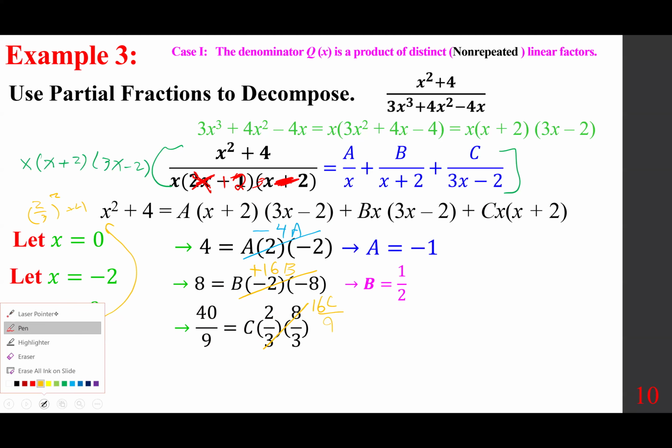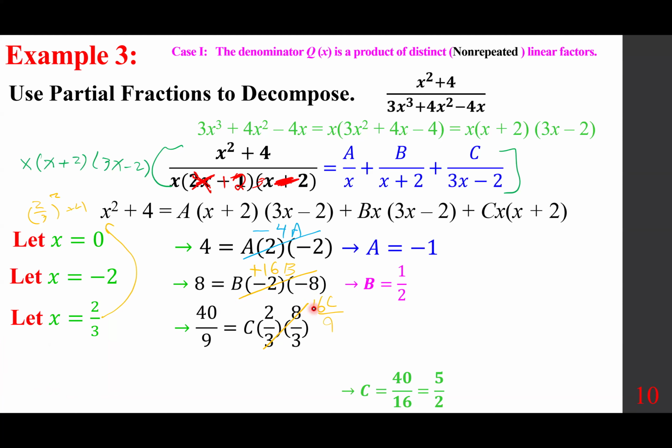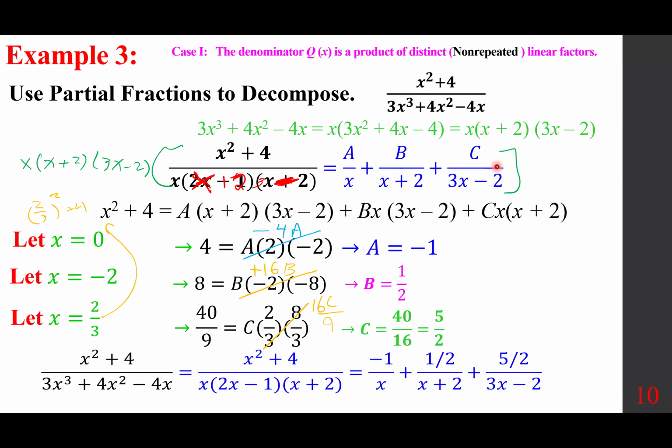If they have the same denominators, they must have the same numerators. So 40 is 16c. So c is 40 over 16, or 5/2. We got all of the answers we were looking for. So over here, replace the a with -1, b with 1/2, c with 5/2, and you're done.